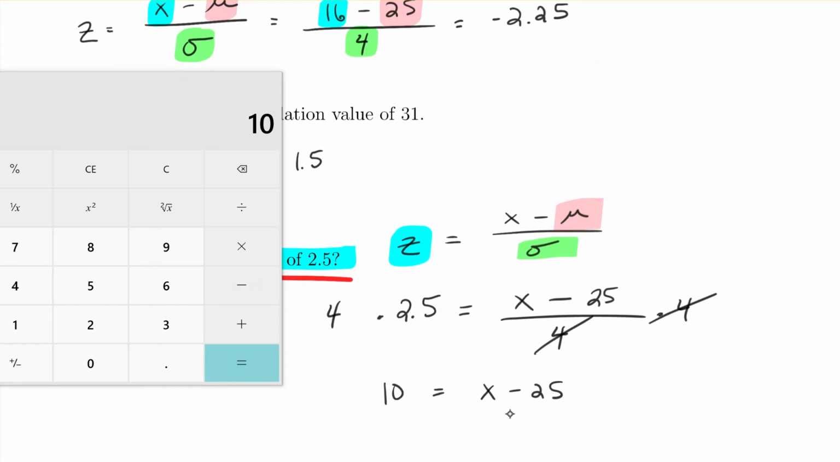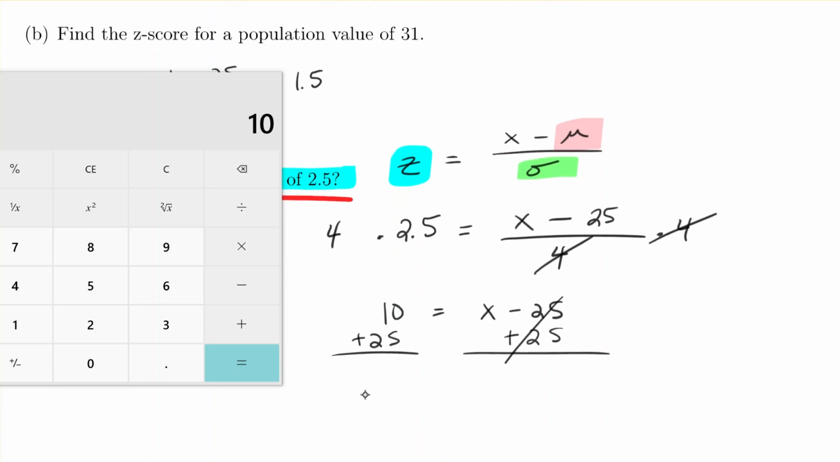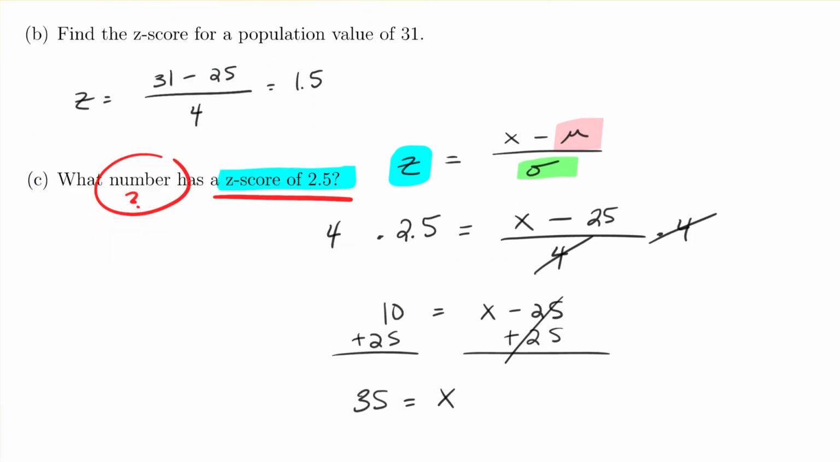From algebra, I can get x by itself by adding 25 to both sides. What's done to one side of an equation must be done to the other. And we'll get 35 equals the data value x that we were looking for. And then if you want to check your work, you could calculate the z-score for 35 with a mean of 25 and standard deviation of 4, and you would definitely get its z-score of 2.5.